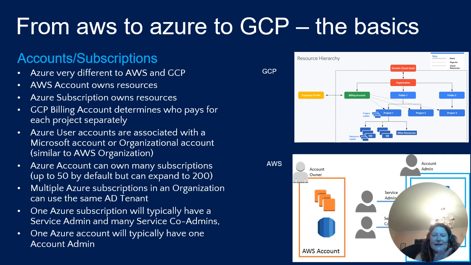And the accounts in AWS are similar, so the same sort of organization structure exists in AWS Organizations. So AWS has organizations, and user accounts are associated with the organizational unit. So there's an organization at the top level, and organization units, which are like departments, and then users belong to those organization units typically. An Azure account can own many subscriptions, up to 50 by default, but it can expand actually to 200.